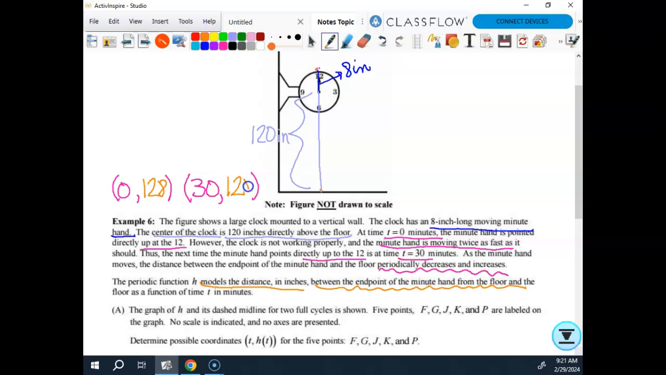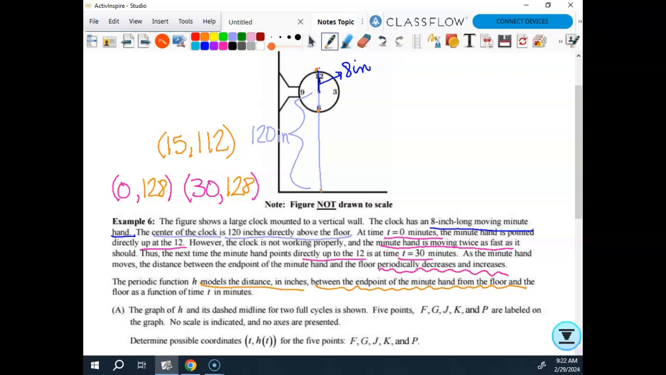Now, again, I still haven't even read the rest of the question, but I want to make sure we're understanding what's going on here. So if this is 0 minutes and then this is 30 minutes, this is how many minutes? 15. So at 15 minutes, what is the distance from the floor? 112. Good. Everybody with me on all that?